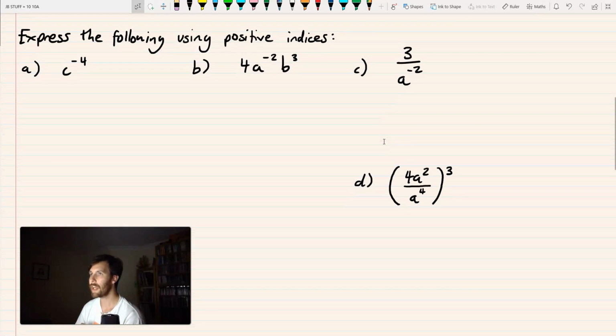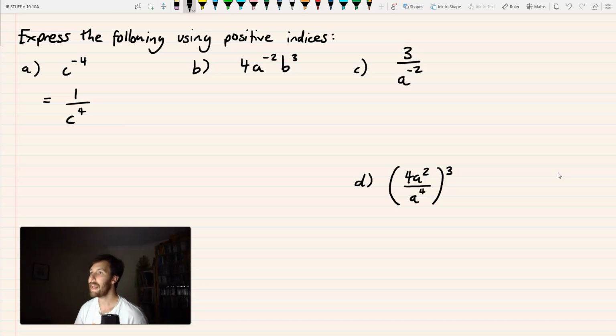Okay, I'm going to start with a few pretty straightforward examples. So up in the top left here, we've got express the following using positive indices. So c to the power negative 4. So we just make that 1 over the same base raised to the same power but positive. So expressing that using positive indices is just 1 over c to the power 4.